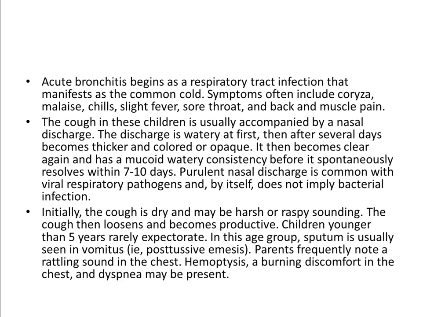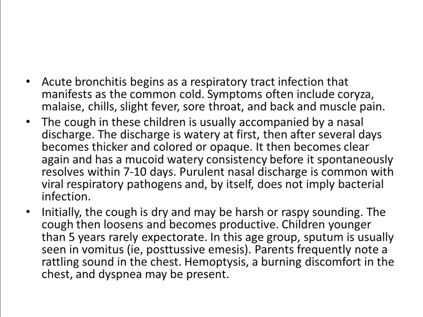Acute bronchitis begins as a respiratory tract infection that manifests as a common cold with chills, malaise, sore throat, and muscle pain. The cough in these children is accompanied by nasal discharge. The discharge is watery at first, then after a week becomes thicker and green, then becomes clear again with a mucoid watery consistency before spontaneously resolving.